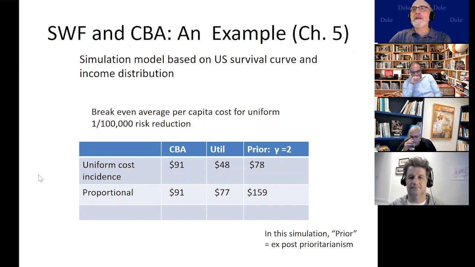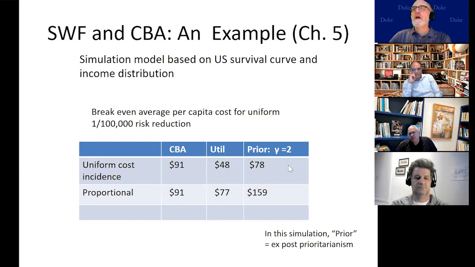Now, what is dramatic here, what's to be observed on the slide, is that the numbers are very different. The results are quite different. In a second, I'll talk about what's going on here. But CBA is actually willing to spend more, right? CBA is willing to spend more actually than utilitarianism, or than prioritarianism, at least with uniform cost incidence.